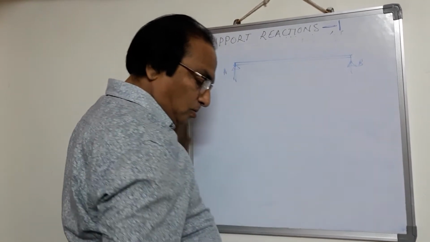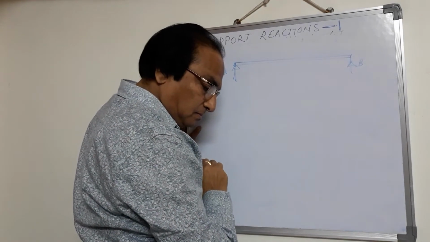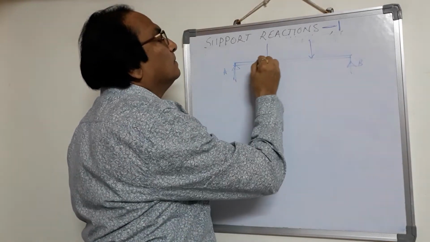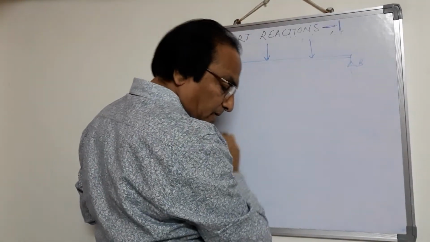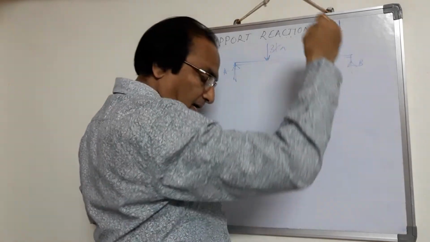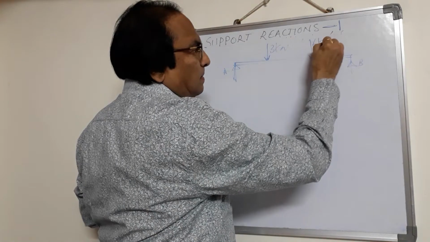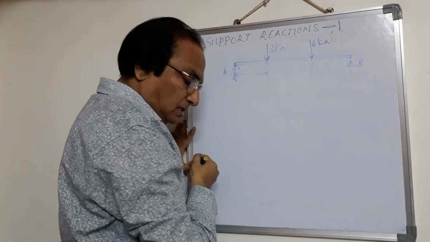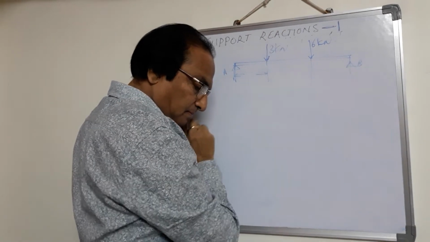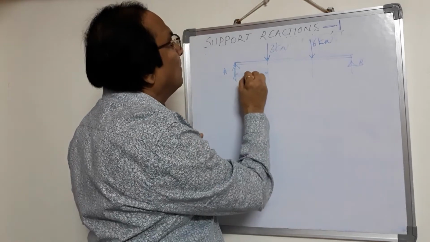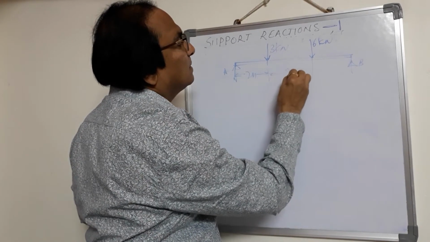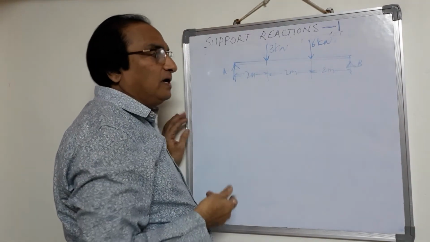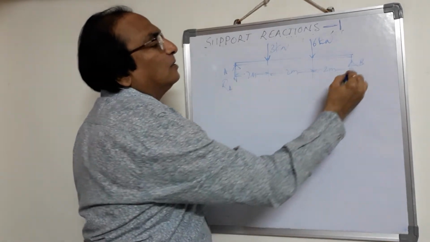Suppose it is carrying loads of 3 kilonewton and this load is 6 kilonewton, and the distance from this end to this load is 2 meters, this is also 2 meters, this is also 2 meters. Then we'll have to find out the reaction at A as Ra, and the reaction at B as Rb.